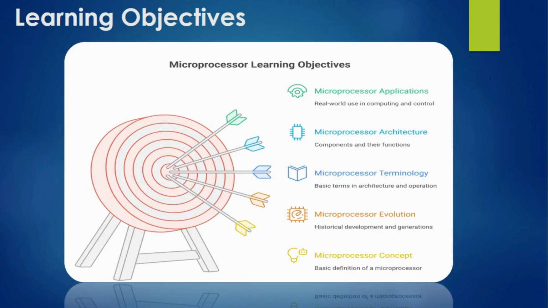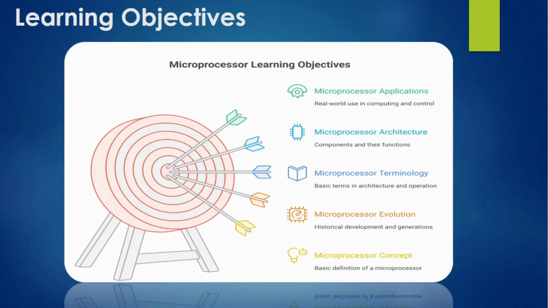We will discuss the components and their functions, the basic terms used in the architecture and operations, and the historical development, recalling its history and evolution and identifying the main components. And of course, we will recognize some of the important terms that help you understand the definition of a microprocessor. Recognizing the basic technical terms, these objectives help us stay focused on the core idea. So this is the learning objective of today's session.